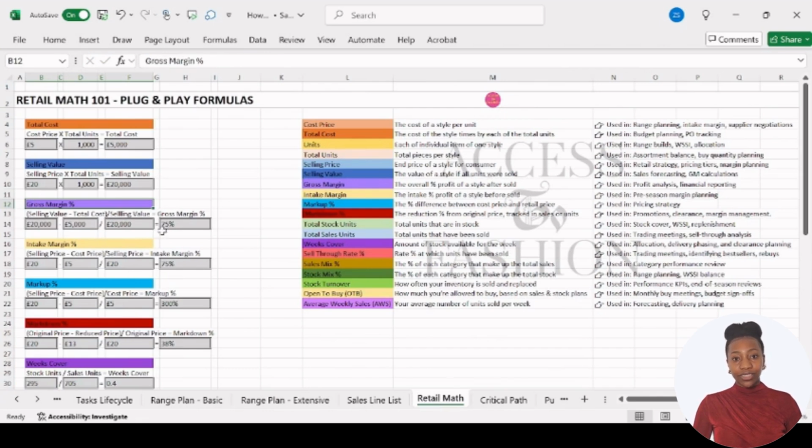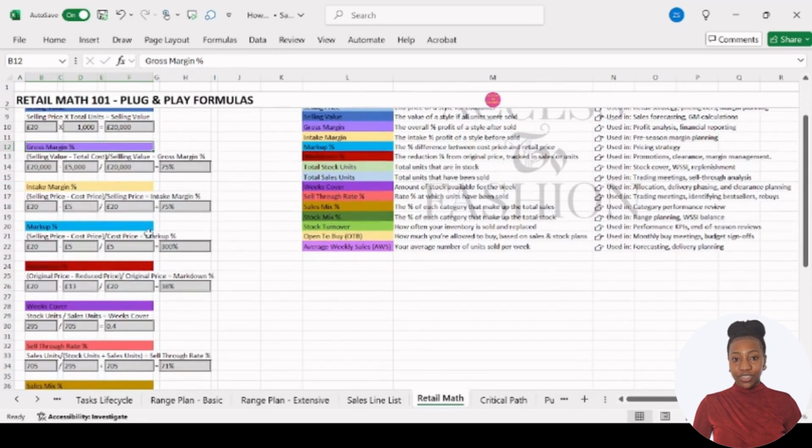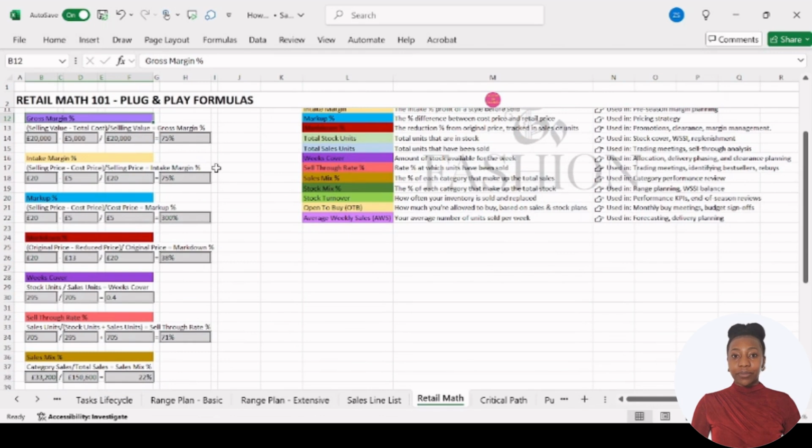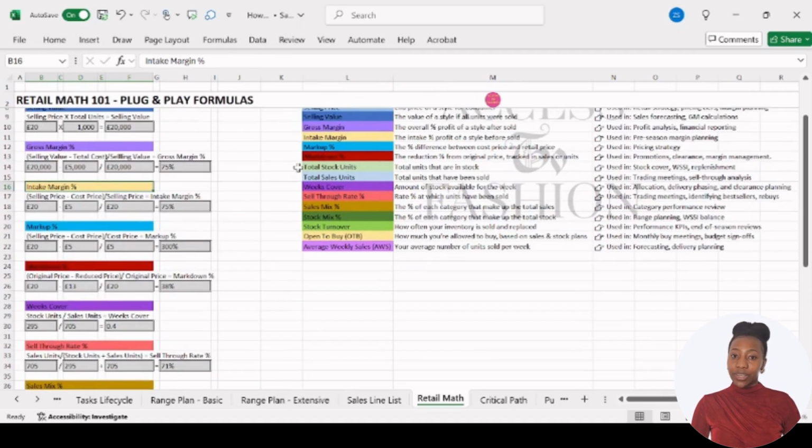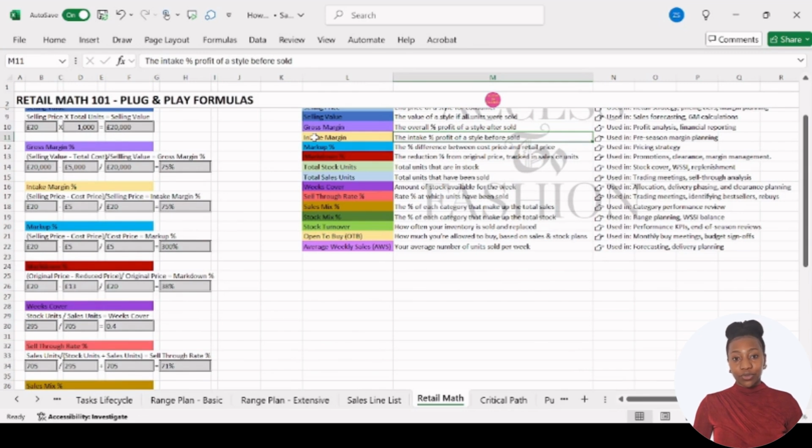So that's quite a good margin in general for your high street retailers. You'd aim for 70% and above margin for a gross margin, that's your total overall. And then for your intake margin, that's how much it is initially when you take in the style. Because what usually would happen is you would have your markdowns and promotion and things like that. So your intake margin is slightly different because it's the intake percentage profit of a style before it's been sold.